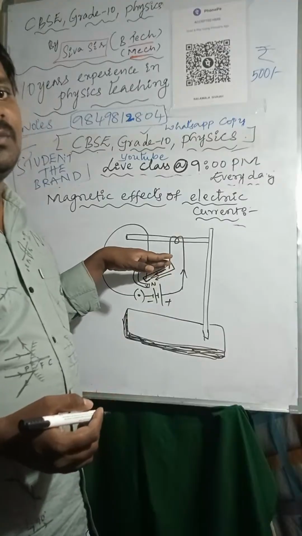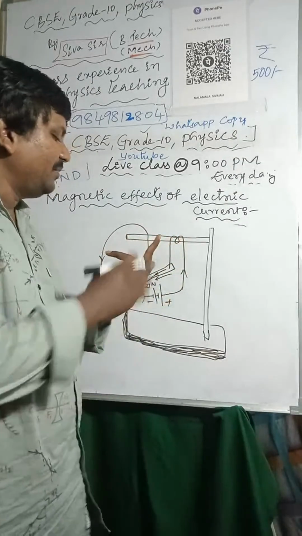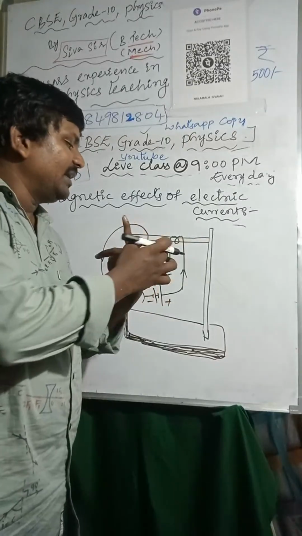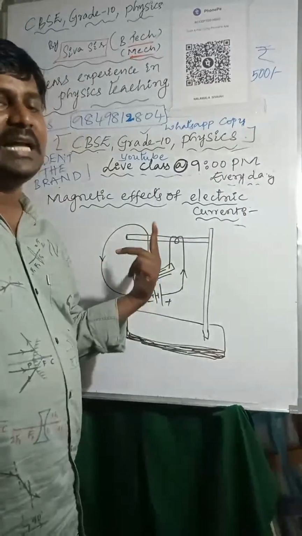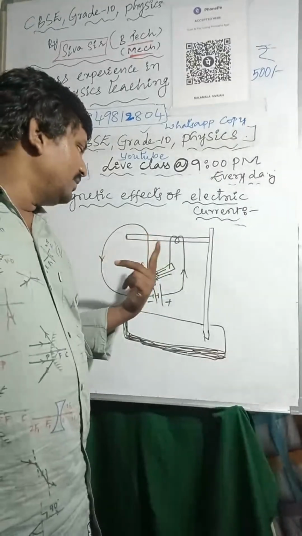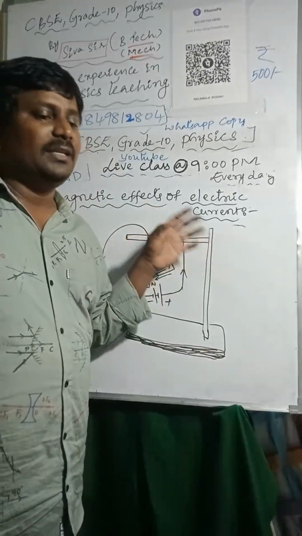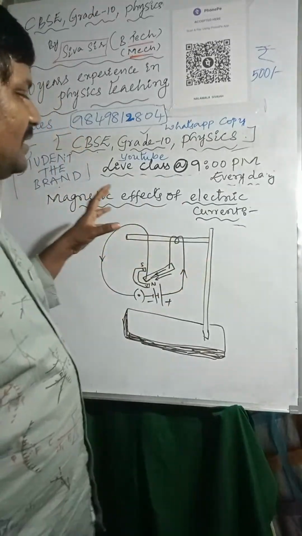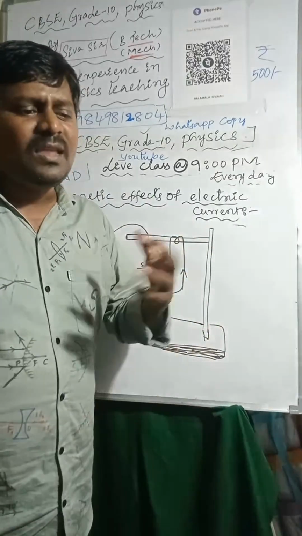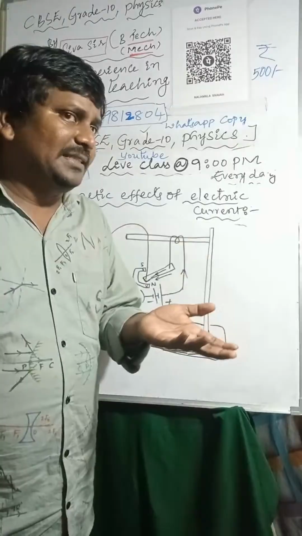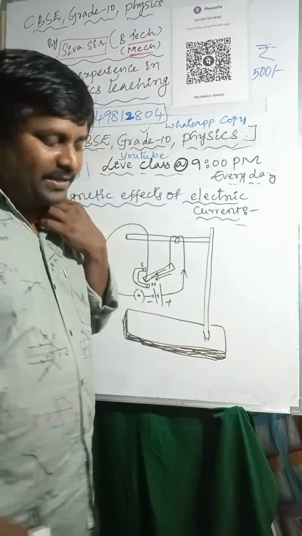How will it move? By using Fleming's left hand rule. Index finger shows the magnetic field, middle finger shows the current direction, and thumb shows the force acting on the conductor. So the conductor will move towards the board. So this is about a current carrying conductor placed in the external magnetic field: it experiences a force.